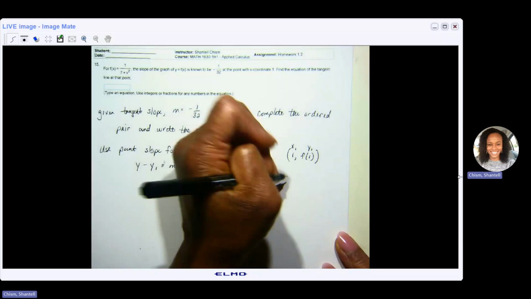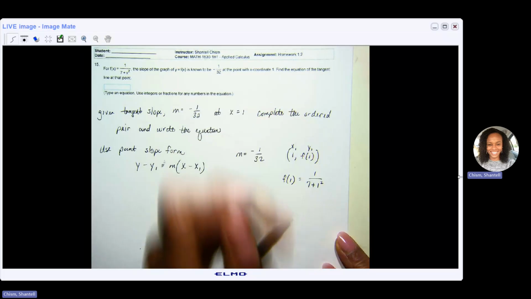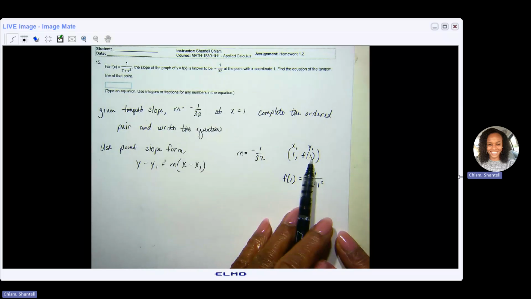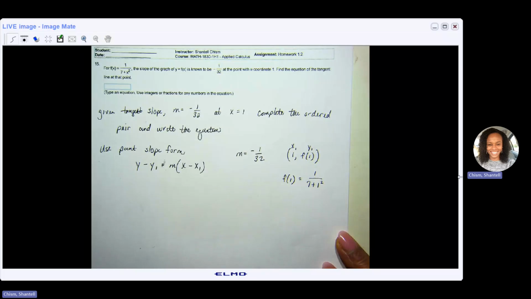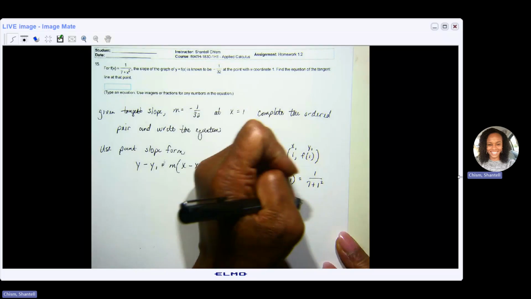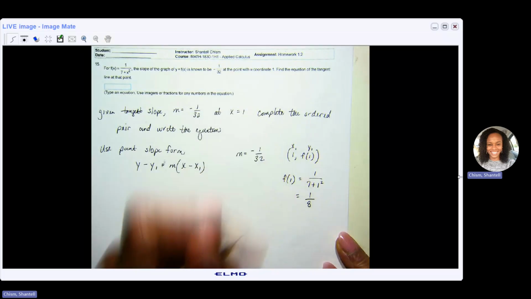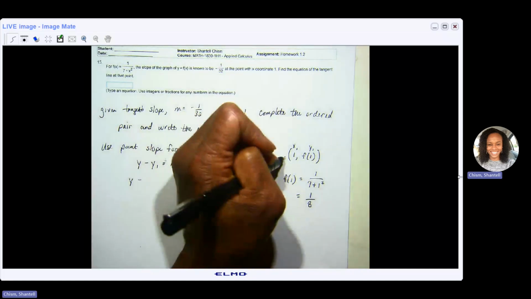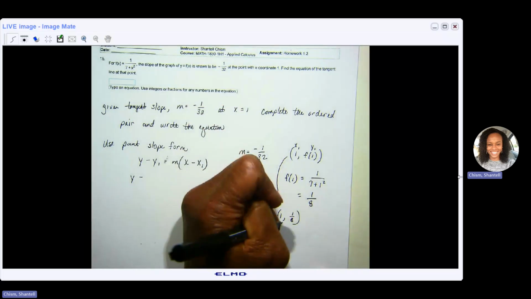Okay, so f at 1 would be 1 over 7 plus 1 squared. All I did was replace the x with 1 to get the y coordinate. Because remember, x is the independent variable and y is the function evaluated at x, or the y coordinate. So this becomes 1 over 8, because it's just 7 plus 1. So this ordered pair is now 1 and 1 over 8. So we have x1, y1.